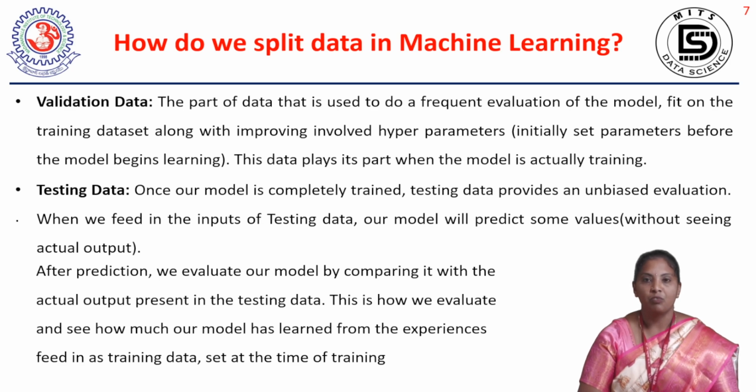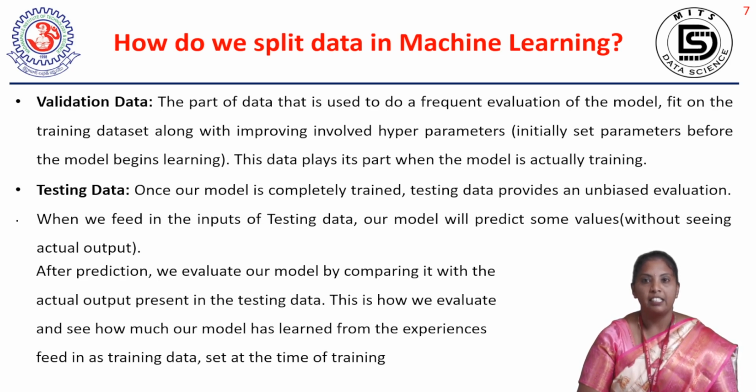Validation data. I already said there are three steps: first training, then validating, then testing. The next one is validating the data. This is the part of the data used to do a frequent evaluation of the model fit on the training data set, along with improving the hyperparameters. This data plays its part while the model is actually training.